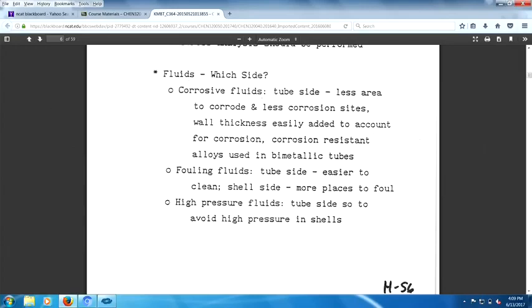In here, you have less area to corrode, less corrosion rates. Wall thickness can be added to account for corrosion. You might use bimetallic tubes. Bimetallic tubes have a metal on the inside and a different metal on the outside. What you do is you put one tube of metal inside the other tube of metal, load it up with dynamite, and explode it all the way down the length of the tube. And lo and behold, you metallurgically bind or metallurgically merge the two metals together, and you have a bimetallic tube with no surface between them, right?